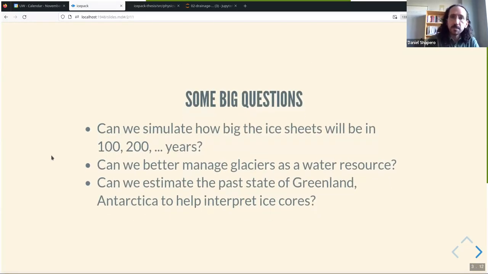So just roughly some big questions that people are asking in the field. The main one that I'm kind of attacking here is, can you simulate how big the ice sheets are going to be in 100 or 200 years under a changing climate? How much sea level rise can we expect?